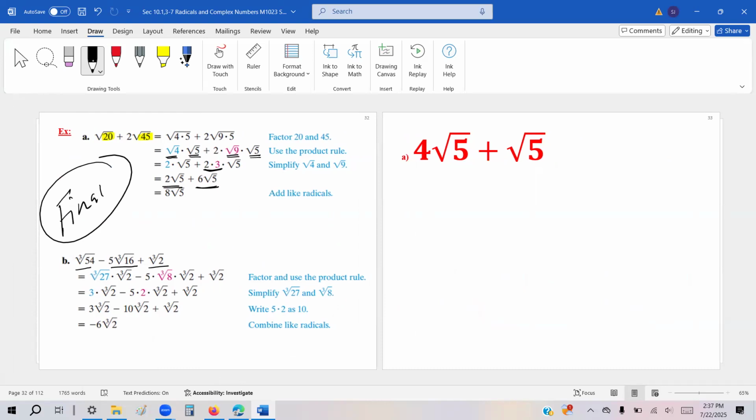Okay, let's try something fun. 4 square root of 5 plus 1 square root of 5. 5. Good job. 5 square root of 5, because we have exactly the same things. So just combine the coefficients.